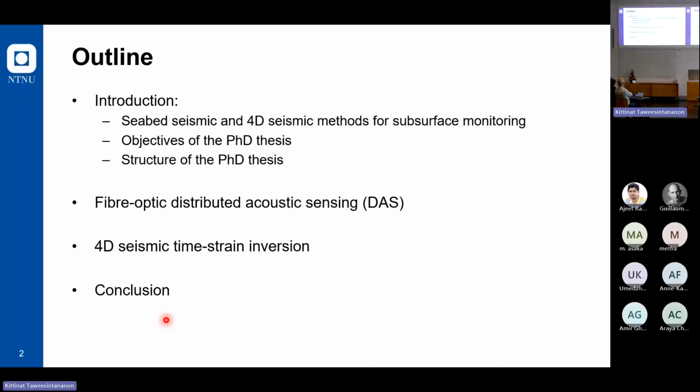The outline of my talk about my thesis today starts with the introduction. I will introduce the seabed seismic and 4D seismic methods for subsurface monitoring, and then describe the objectives and the structure of the thesis. Then I will discuss some results about fiber-optic distributed acoustic sensing, or DAS, and the second half is for 4D seismic time strain inversion, and end with the conclusion.